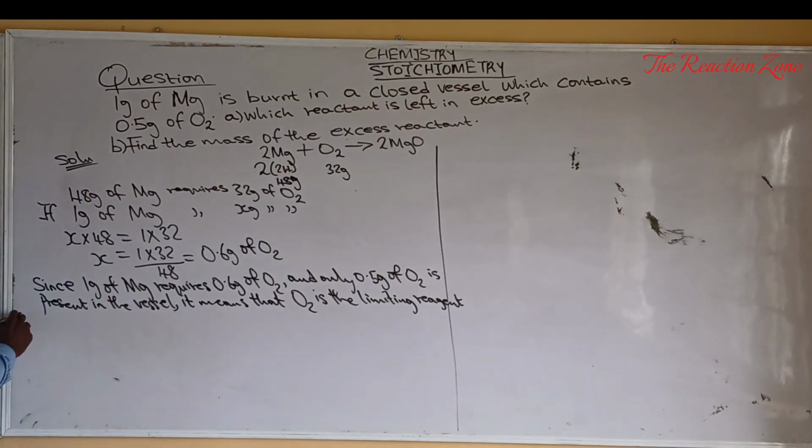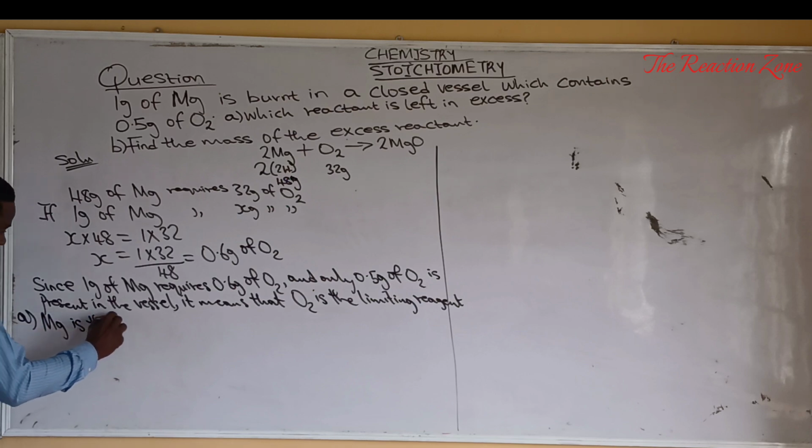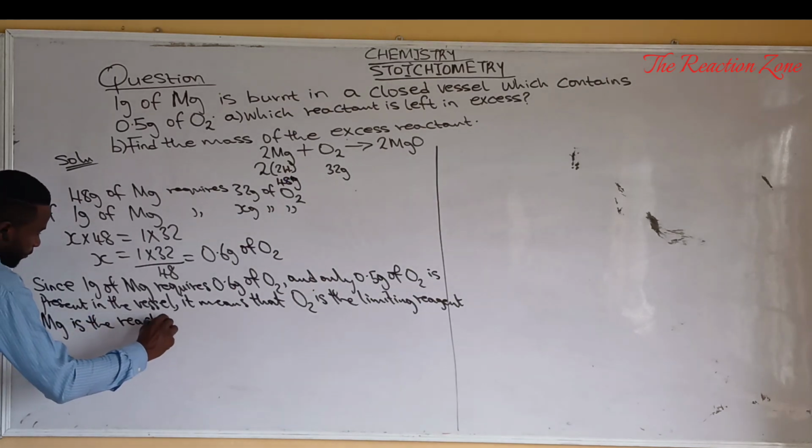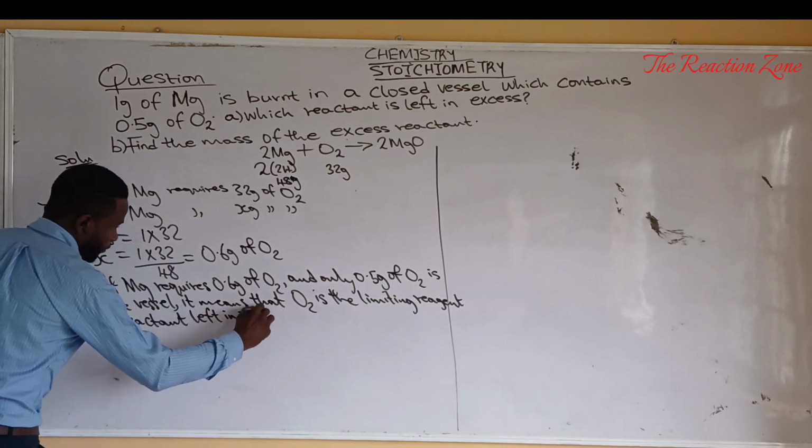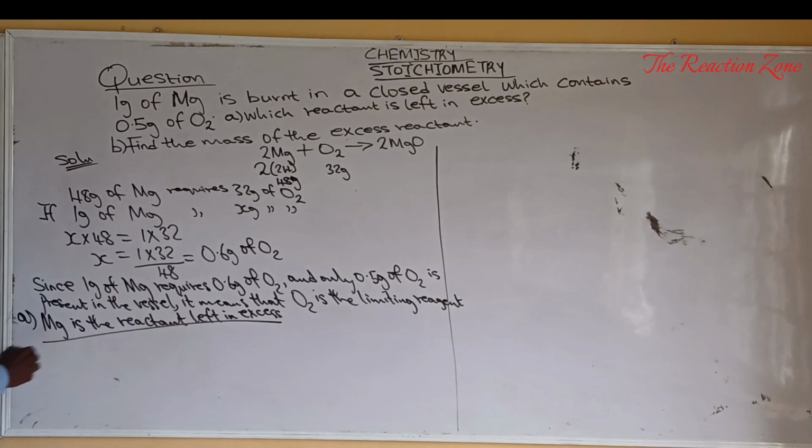So, to answer the first part of the question, magnesium is the reactant left in excess. And that's the answer to the first part of the question.